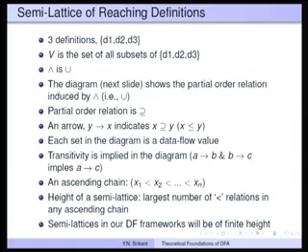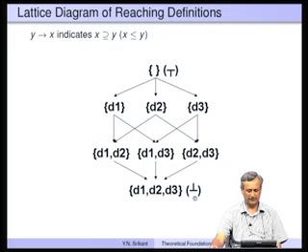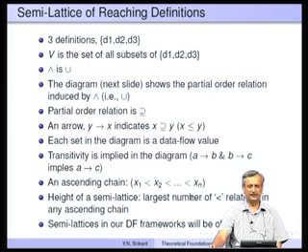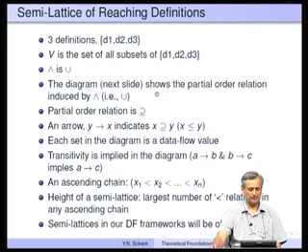So, let us look at the semi-lattice of reaching definitions. This is what I showed you here. Let us formally discuss it now. There are 3 definitions D1, D2 and D3. V is the set of all the subsets of D1, D2, D3. I already showed you, there are 3 elements, so 2 to the power 3 is 8. So, we have 8 elements in V.